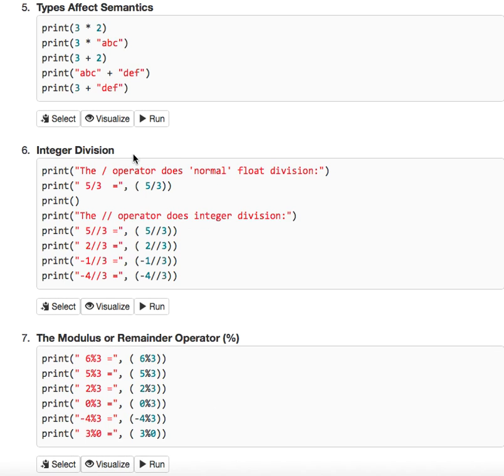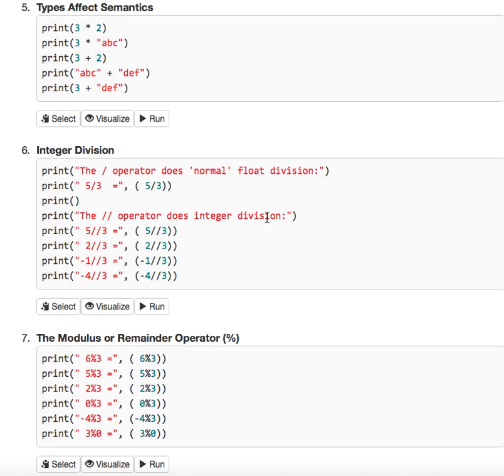Types affect semantics. To understand this section, which is not a very hard concept, we have to understand the idea of type and the idea of semantics. So we've seen types. Types are integer, float, boolean, string, and so forth. Semantics means the meaning of an operator.